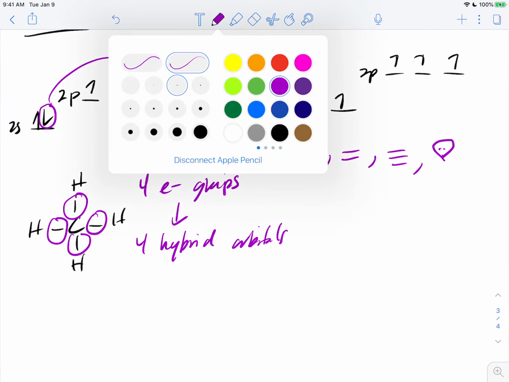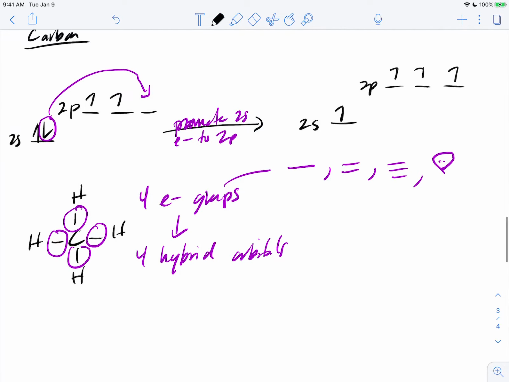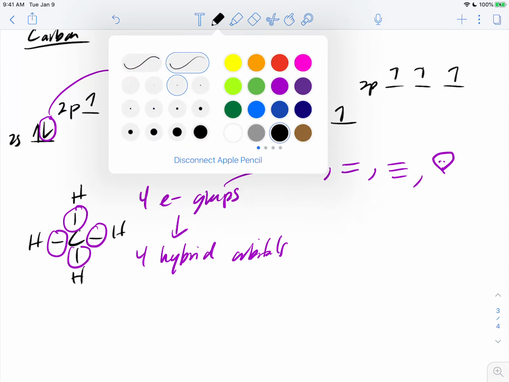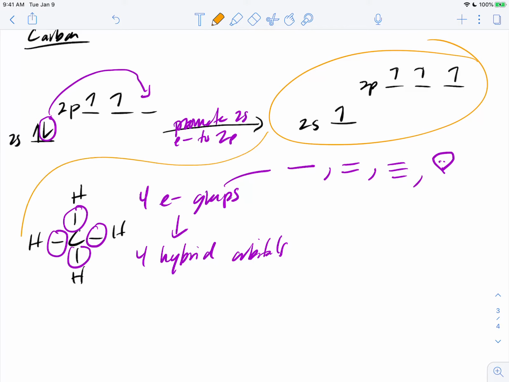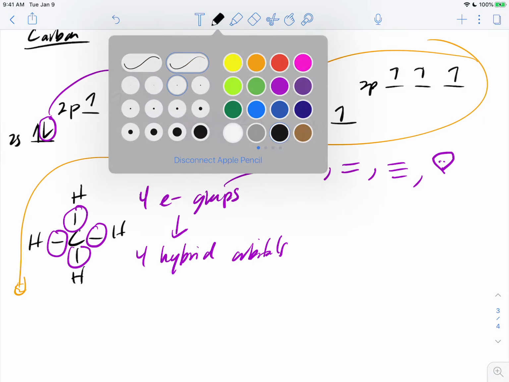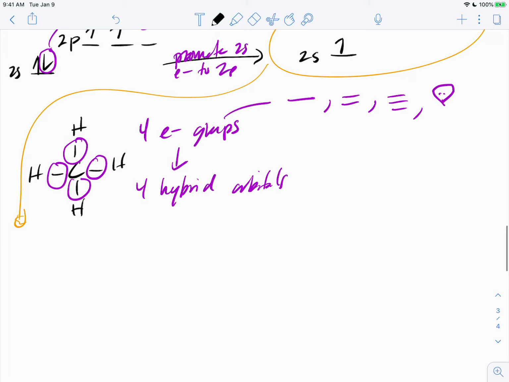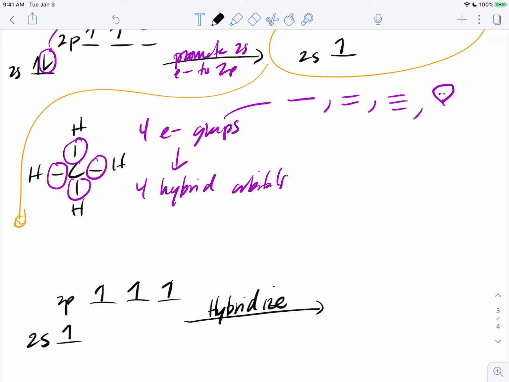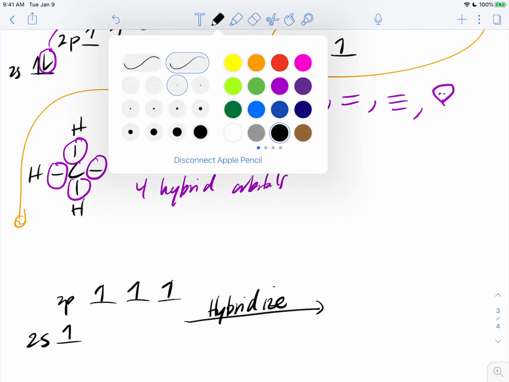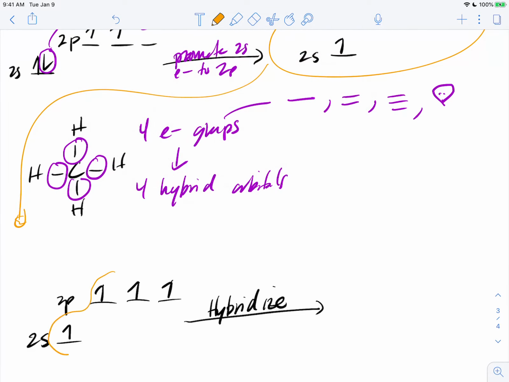So 4 hybrid orbitals. We're going to go back to this right here, and we'll redraw it and then show how hybridization works. So this is again for carbon, 2s, 2p, so we have 1, 2, 3. So 1 electron in the 2s, 1 electron in each of the 2p, and we are going to hybridize based on the number of electron groups we have. Because we need 4 groups, we're going to hybridize all 4, so 4 hybrid orbitals, so 4 electrons.